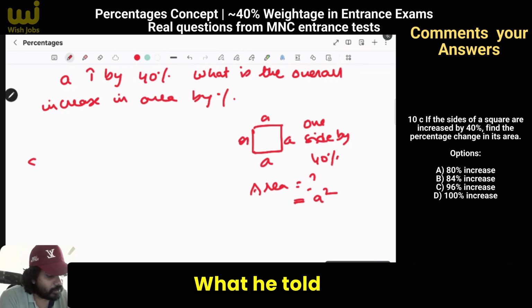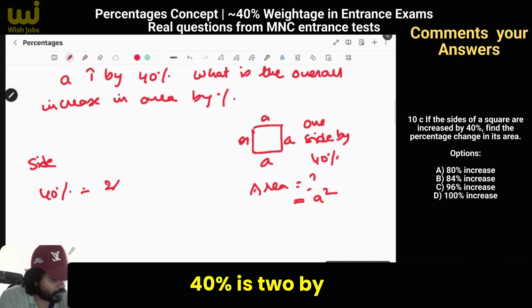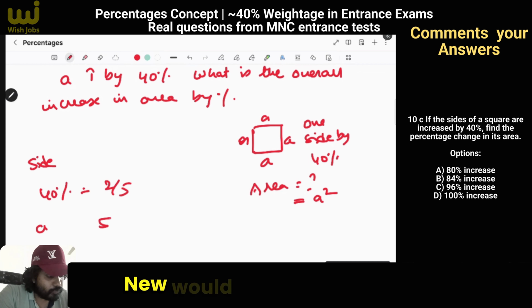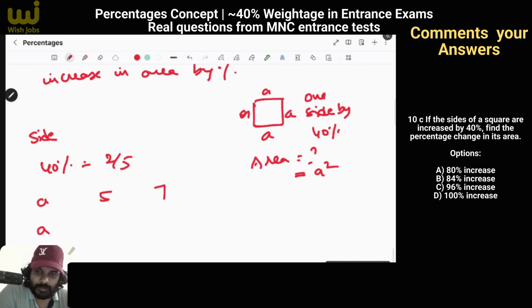What he told, side A, which is 40%. 40% is 2 by 5. So we'll take one side. The old would be 5, new would be 7. Why? It increased, right? Again, we have to take another side. Why? Because to find area, the formula is side into side.